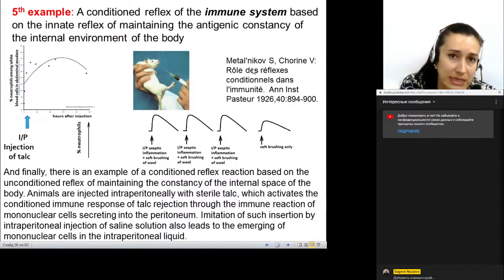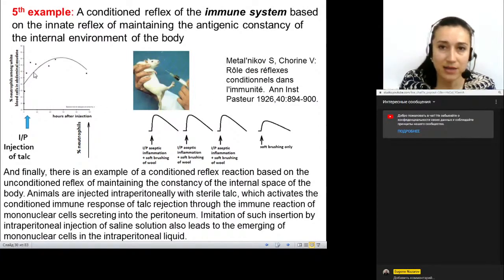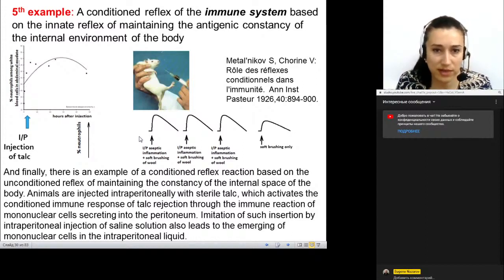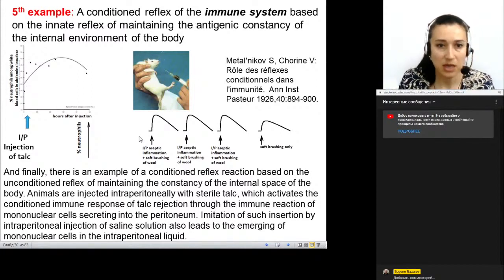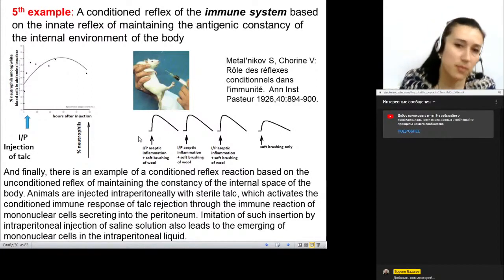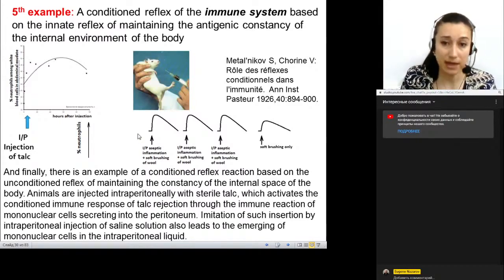The last example finally shows us a conditional reflex of the immune system based on the innate reflex of maintaining the antigenic constancy of the internal environment of the body. So, this is an example of a conditional reflex reaction based on the unconditional reflex of maintaining the constancy of the internal space. The animals were injected intraperitoneally with sterile talc, which activates the immune response of talc rejection through the immune reaction of mononuclear cells secreting into the peritoneum. Imitation of such insertion by intraperitoneal injection of saline solution also leads to the emergence of mononuclear cells in the intraperitoneal liquid.